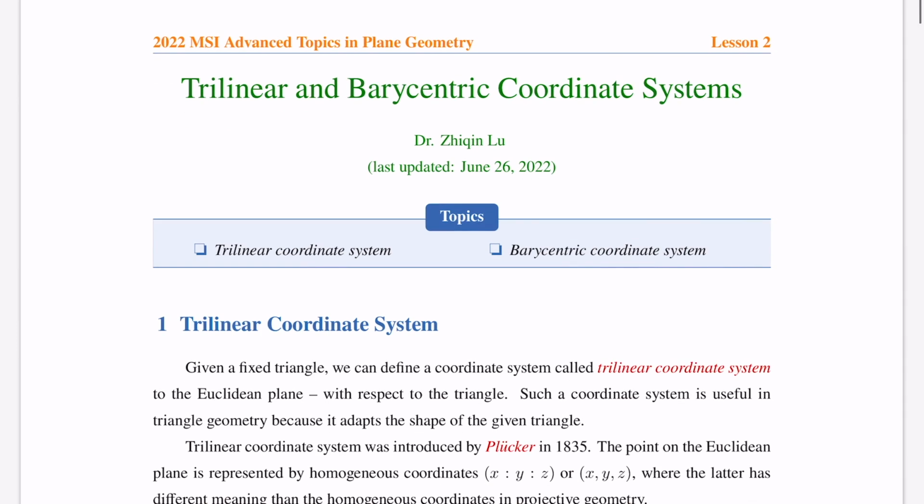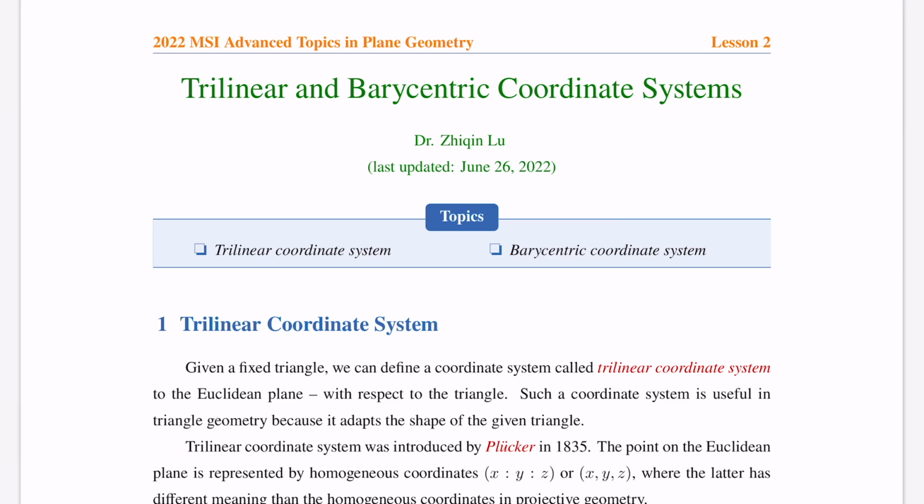Okay, so let's think about analytic geometry. So what is analytic geometry? In analytic geometry, we set up a coordinate system. And using the coordinate system, we basically can convert a geometry problem into algebra, and we can solve the problem using algebra, and then we get the conclusion in geometry. So the idea is very good.